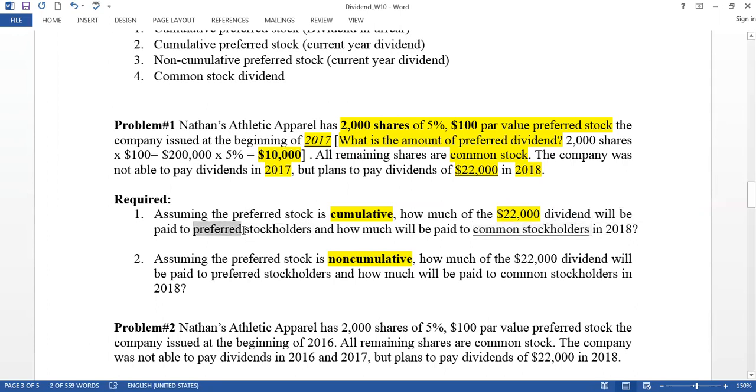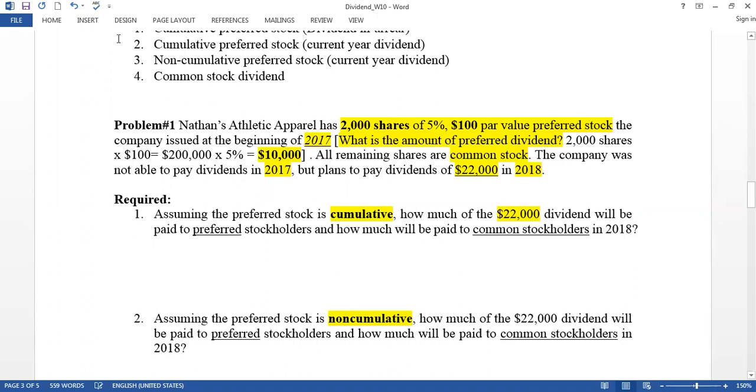Company paid total $22,000 dividend, and we have two groups according to assumption one: cumulative preferred stock and common shareholder. And according to assumption two, we have two groups: non-cumulative preferred stock and common shareholder. Now I am going to show you how to allocate this money. First, let's see assumption one.